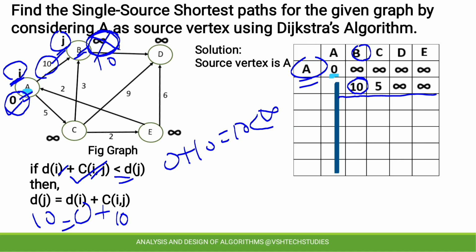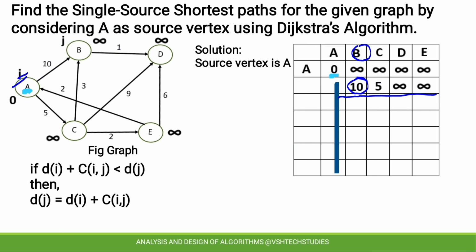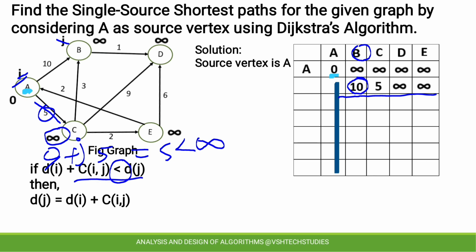Similarly, we have to find how the A to C distance is equal to 5. Okay. A is I, C is J now. So D of I, that is A, is equal to 0, plus cost of IJ. From I to J, this is the connecting edge. Its cost is 5. So 0 plus 5, that is 5. Is it less than D of J? D of C is infinity. So 5 is less than infinity. So this is true.